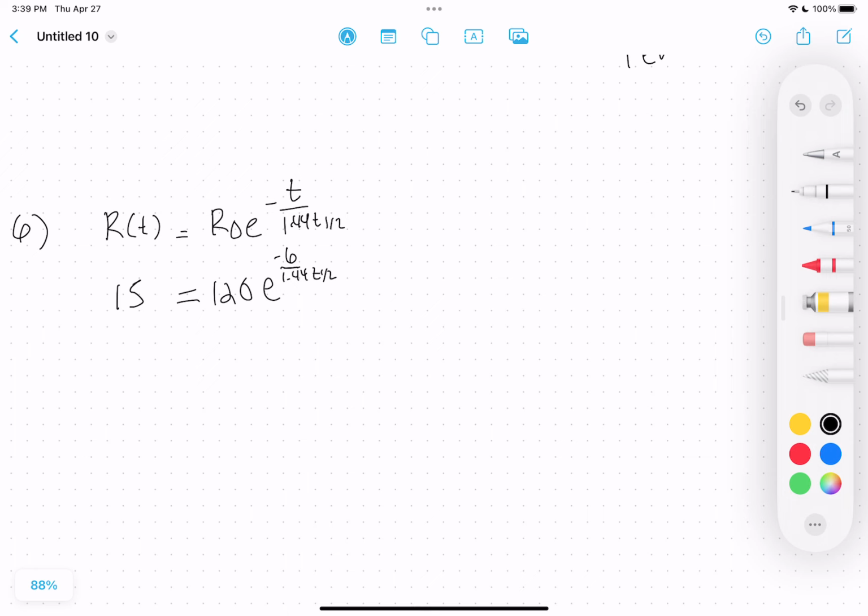I'll erase some of the board here. Did I erase something?